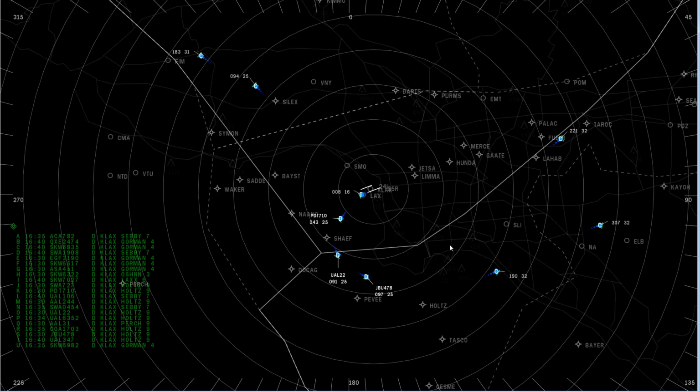Departure, Southwest 727 with information Alpha at 900s climbing to 5000s. Southwest 727, radar contact. Piedmont 710, climb and maintain 13,000. Climb and maintain 13,000 Piedmont 710.